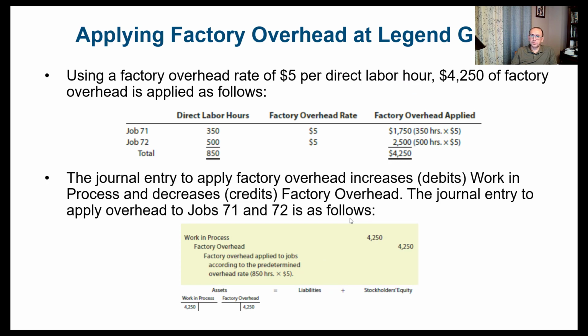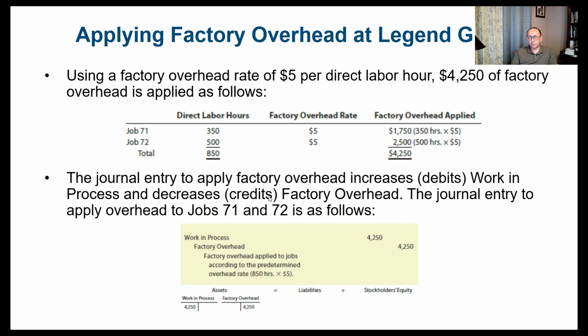So using a factory overhead rate of $5 per direct labor hour, $42.50 of factory overhead is applied as follows. Remember, for job 71 we had 350 direct labor hours, $5 each, for a total of $17.50. For job 72 it's 500 hours, $5 each, for a total of $2,500. And then we add these two numbers, the $17.50 and the $2,500, for a total of $42.50.